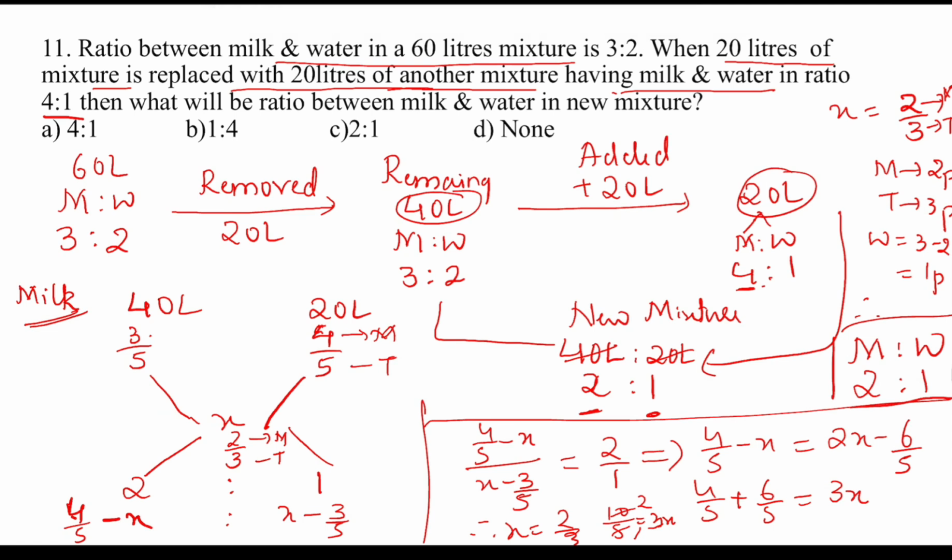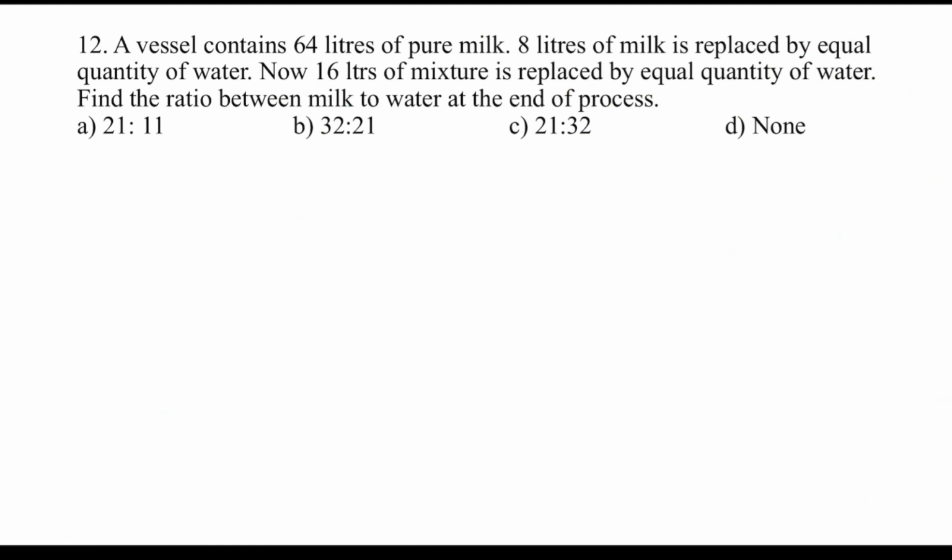Next problem. A vessel contains 64 liters of pure milk and 8 liters of milk is replaced by equal quantity of water. Now 16 liters of mixture is replaced by equal quantity of water. Find the ratio between milk and water at the end of the process. A vessel contains pure milk, how much? 64 liters.